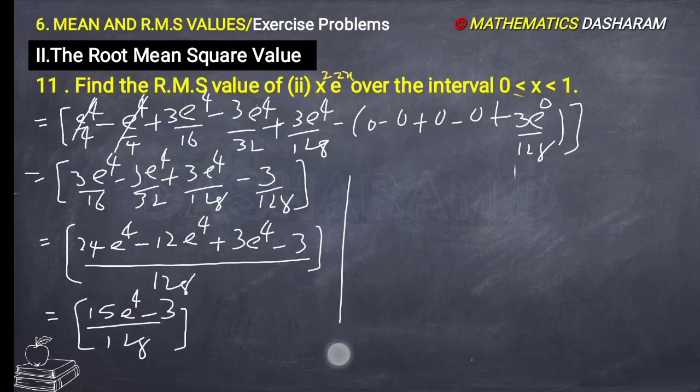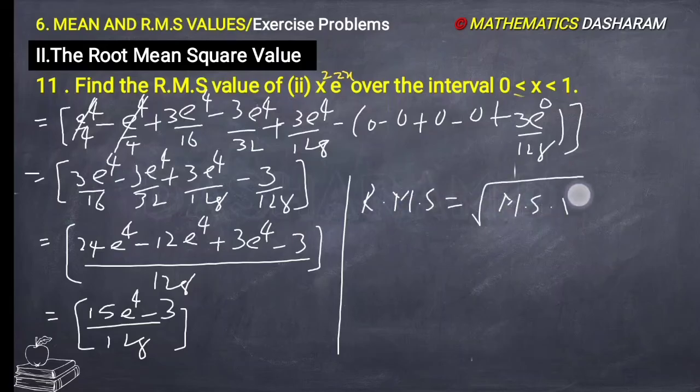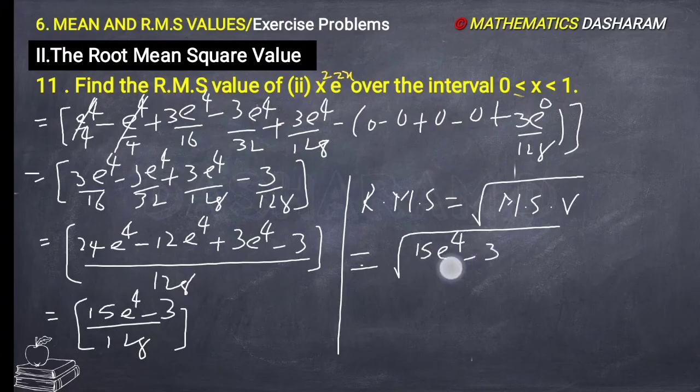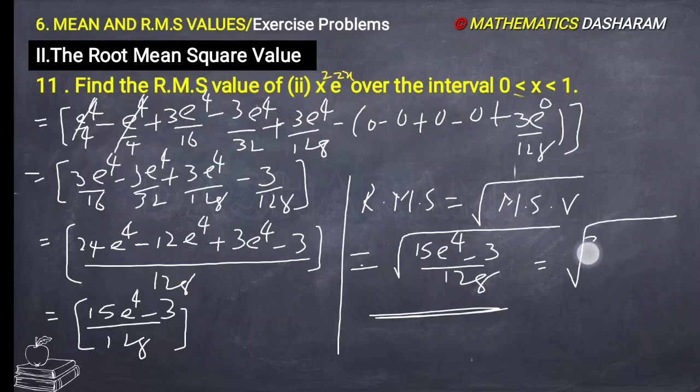So therefore our required answer is RMS, that is the square root of MSV. So what is the MSV value? 15 into e to the power of 4 minus 3, divided by 128 is our required answer. So here in the numerator we can take 3 common: 3 times (5 e to the power of 4 minus 1), divided by 128.